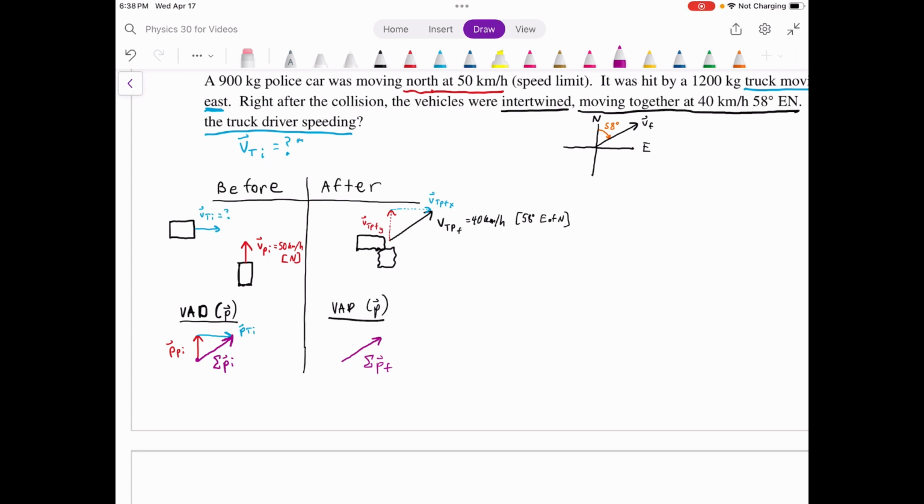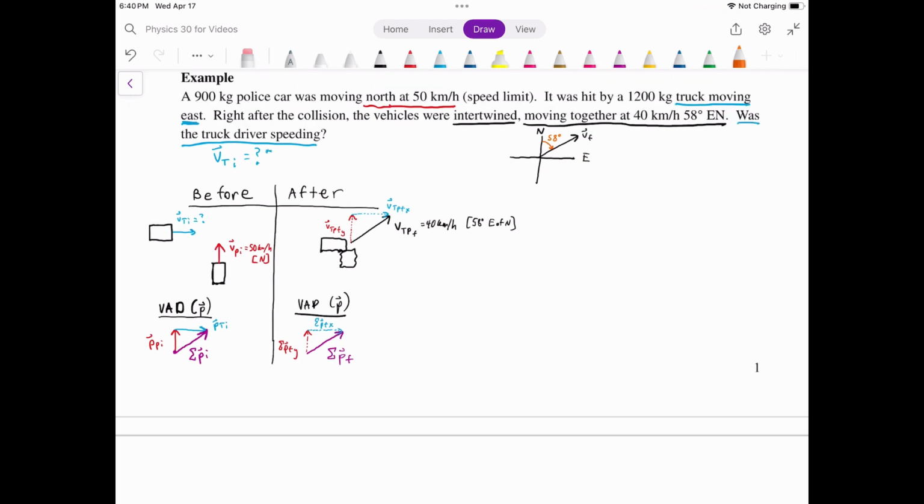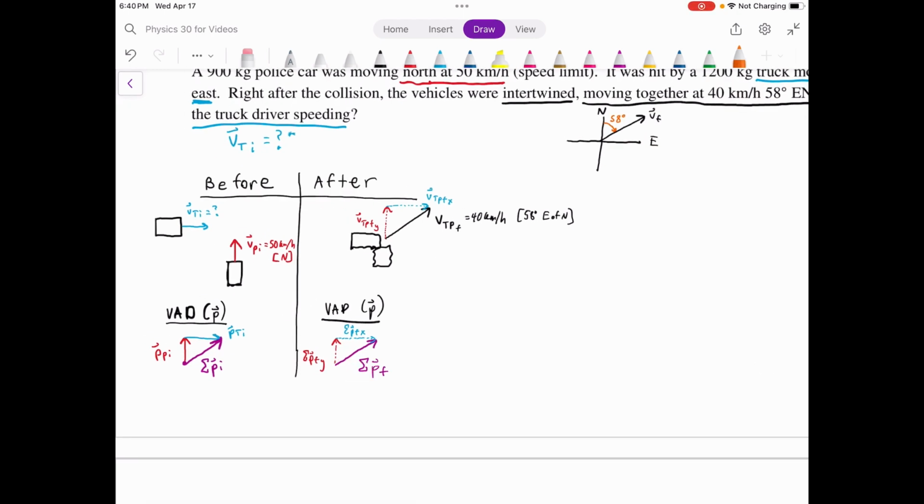Now that final momentum also has a Y component. Can you visualize the Y component? It's the northness of this final momentum. So that is the total final momentum Y. And it also has an X component. That's the total final momentum X. And we know that this angle is 58 degrees and this angle is 58 degrees. So we can use trigonometry and SOHCAHTOA to find these components as needed. And if we need to find any of these components, we can do that as well.